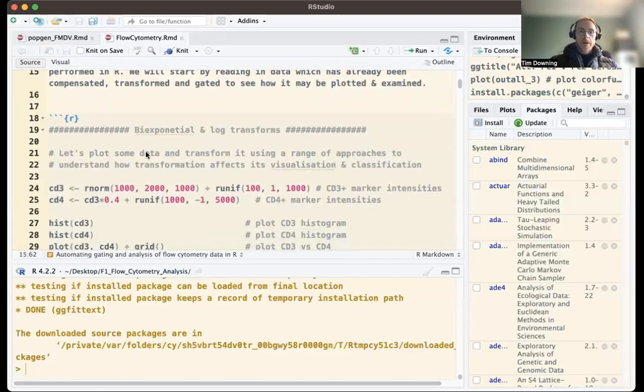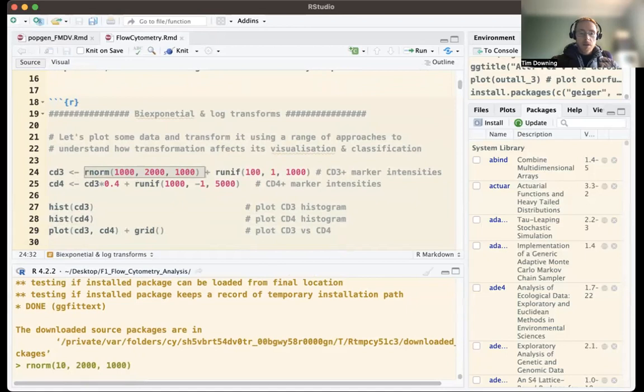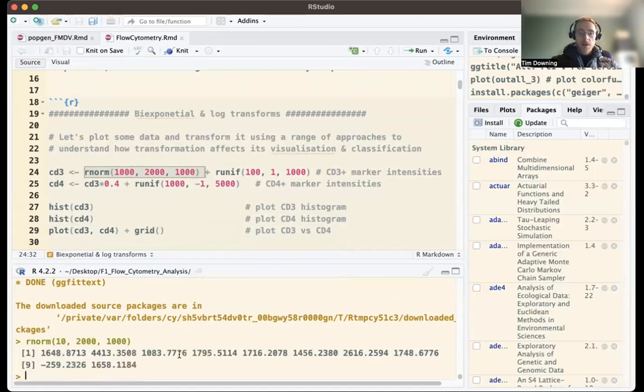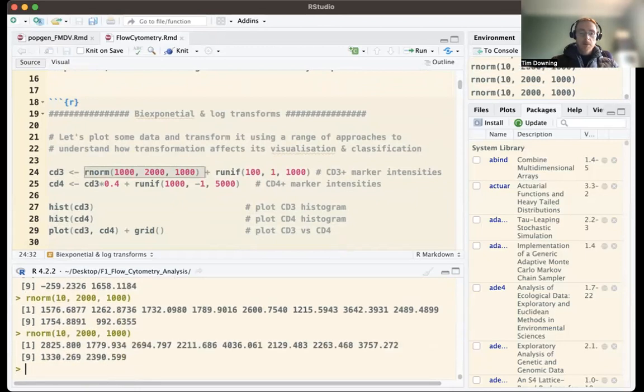So what we're going to look at is how we can generate some data that represent markers, and we can look at their fluorescence and look at how these values change when you plot them using different ways. So if you look at this first distribution, we're just using rnorm to generate values with a mean of 2,000 and a standard deviation of 1,000. If you look at just a handful of these, so let's say 10, you can see what these values represent. So you can see there's different values, and each time we run this, we get different values.